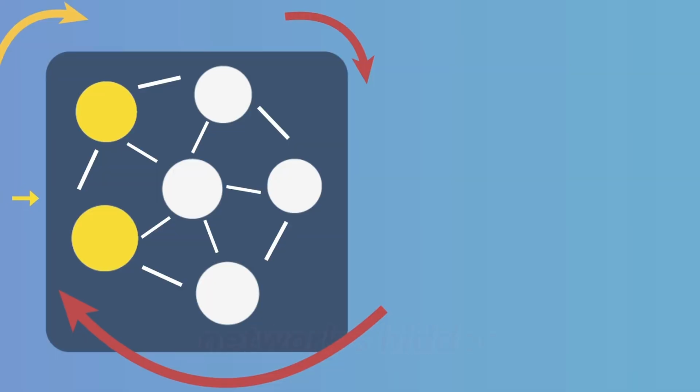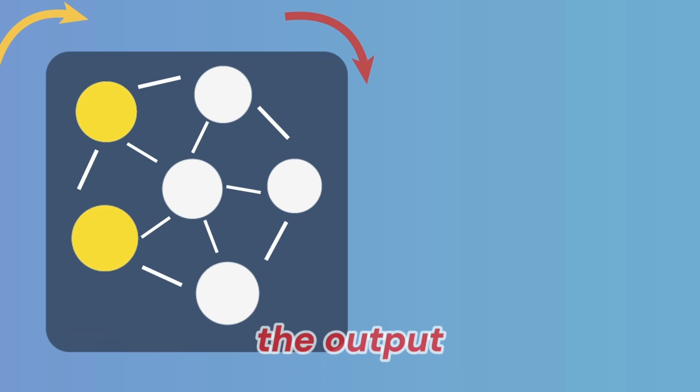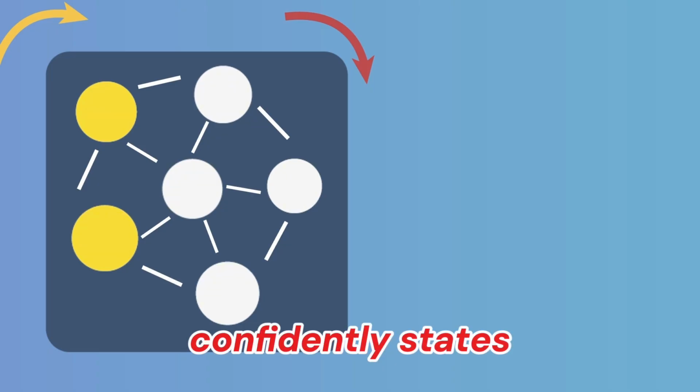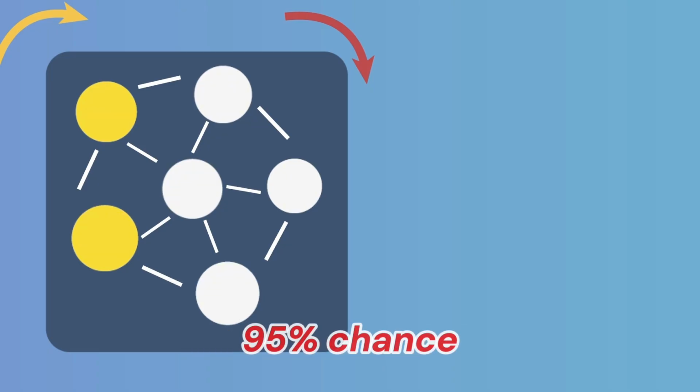Past the neural network's hidden layers, it reaches the final stage, the output layer, which provides the prediction. For instance, the AI confidently states, "Prediction, 95% chance this is a cat." This is the model's first guess. Now we enter the most critical phase, the feedback loop.